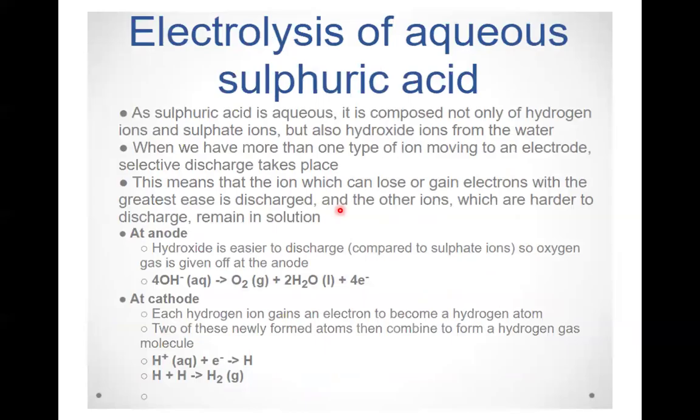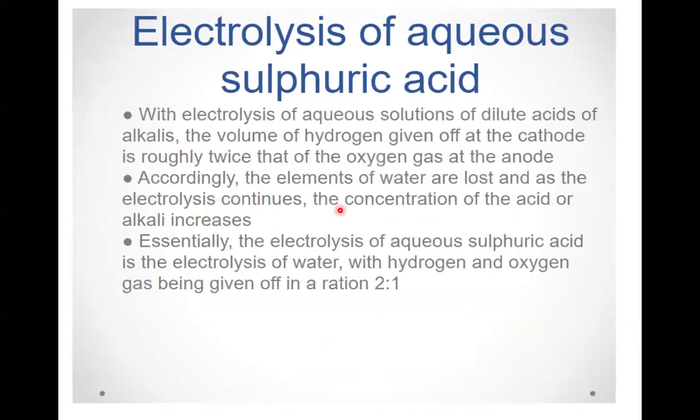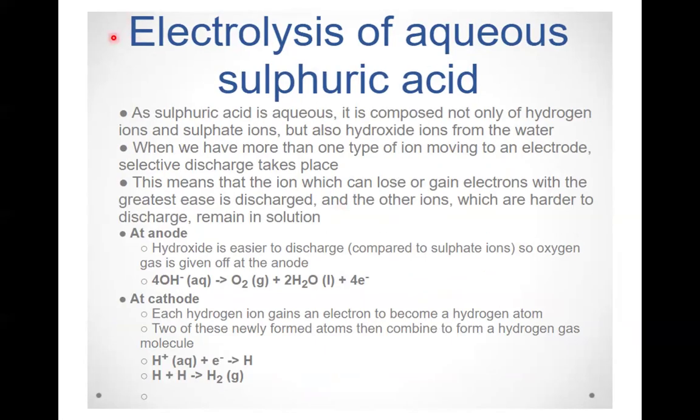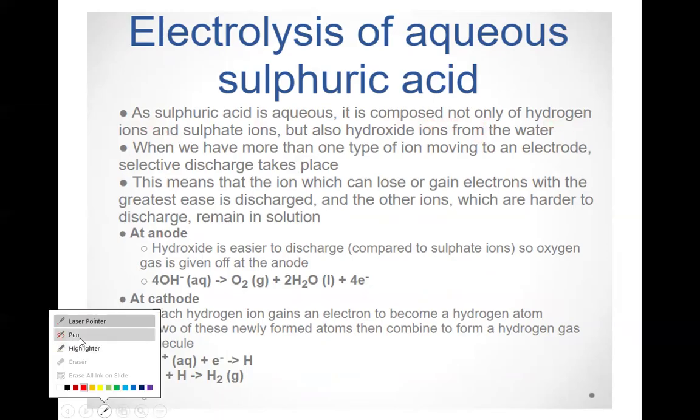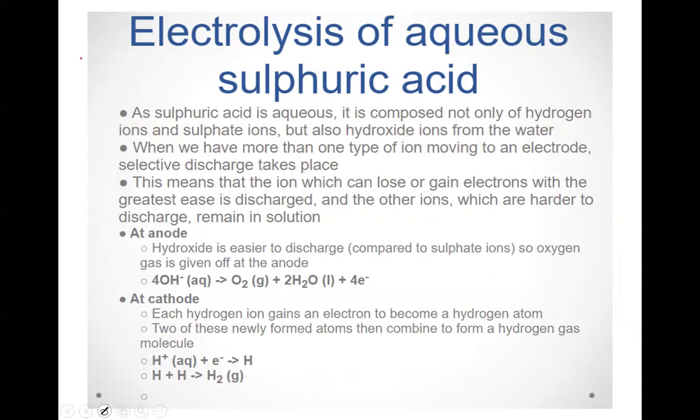Okay. Now we have our final example, the electrolysis of aqueous sulfuric acid. As sulfuric acid is aqueous, it is composed not only of hydrogen and sulfate ions. So let's break it down. Sulfuric acid has the chemical formula H2SO4, right? If you break this down into positive ions and negative ions, quickly tell me what the positive ions and what the negative ions in the solution are.